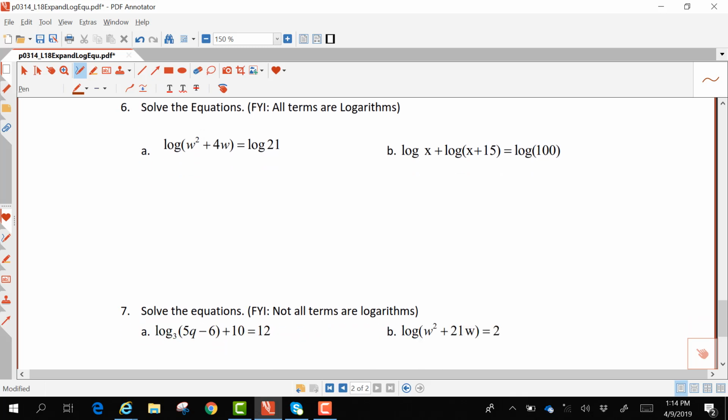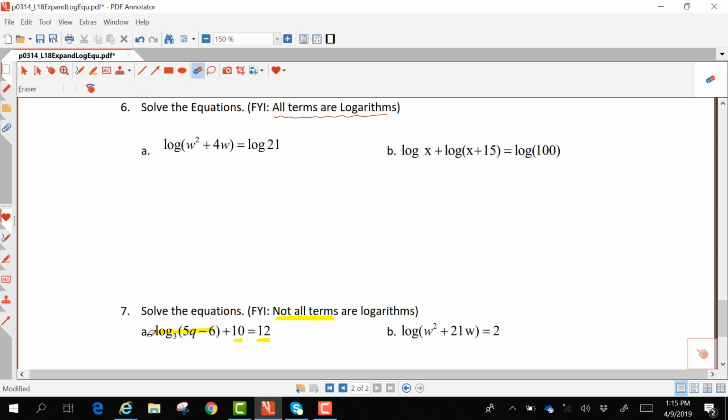Anytime you're given a logarithmic equation to solve, you want to take note from the very beginning whether all terms are logarithms or not. Look at part 6B. The first term is a logarithm, the second term is a logarithm, and the third term is a logarithm. So yes, all terms are logarithms. If you look at part 7a, your first term is a logarithm, but your second and third terms are not. So in 7a, not all terms are logarithms. If they're all logarithms, you solve them differently than when they are not all logarithms.